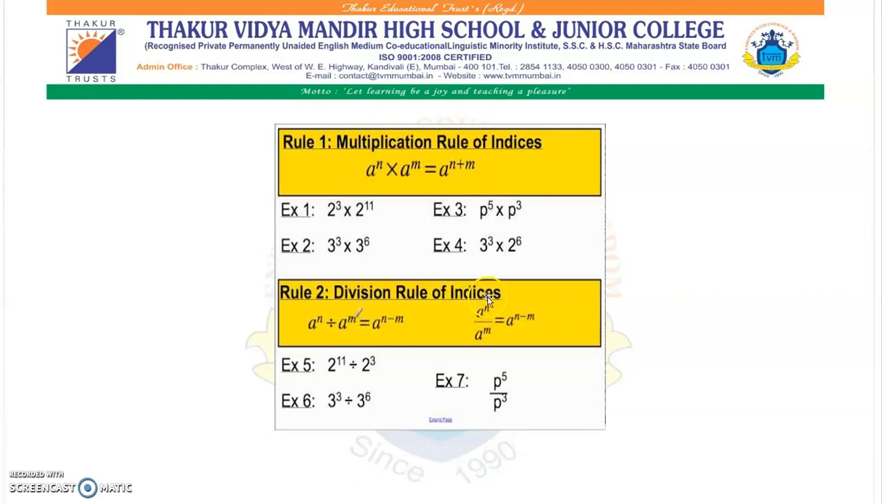Now division rule of indices. In the division rule of indices, a raised to n divided by a raised to m equal to a raised to n minus m. We can write this in a fractional form also. A power will be subtracted, a raised to n minus m. Some examples are given below.